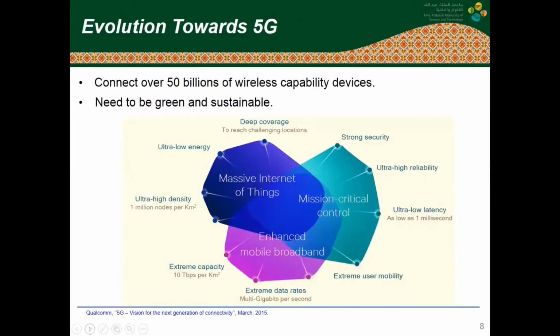So obviously, this slide here is illustrating exactly these three user scenarios and the different metrics they are hitting. Obviously, every particular user scenario has particular requirements. eMBB will be after extreme data rates and extreme capacity. Mission critical and control is after ultra low latency and ultra high reliability, and massive Internet of Things, or massive machine type communication, is about ultra low energy, deep coverage, and ultra high densities. This is how 5G is evolving.